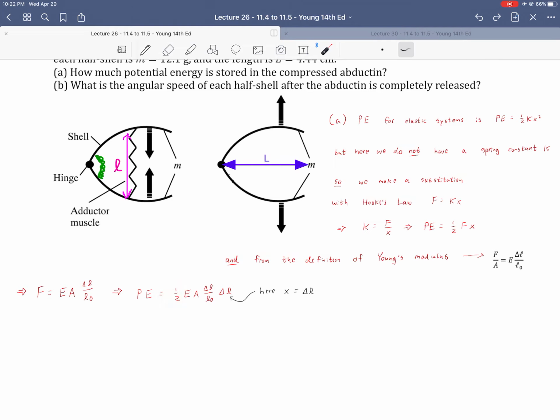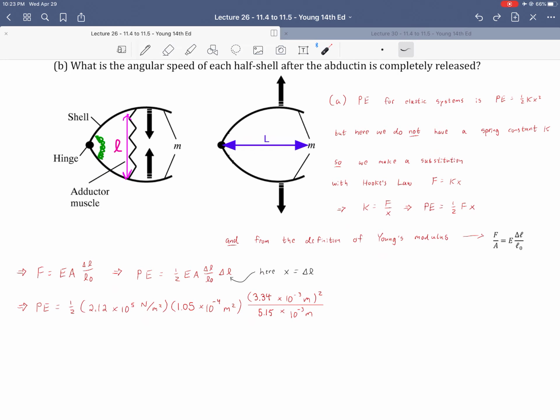Our force became EA delta L over L naught, times delta L. Well, where are all the delta L's coming from? Because they're the x's. If we solve this equation, the x can't be another variable. It is the change in length. That's what x always was in Hooke's law, the change in length of the spring. In our new version of Hooke's law, we always represent x as delta L for clarity. So there we have it.